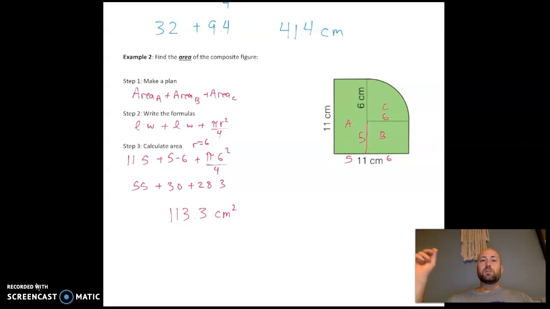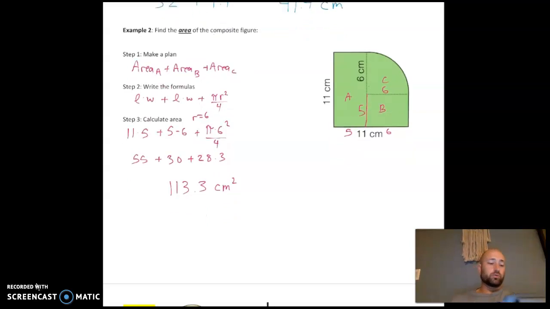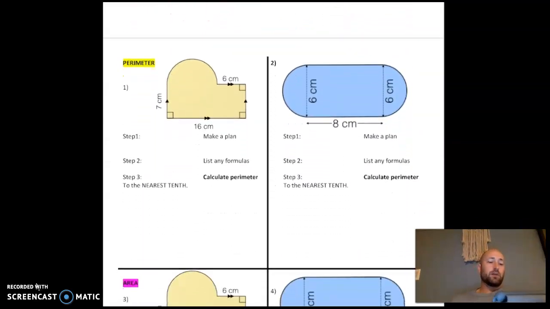The time is best spent on making a plan, making sure you know which formula you're using, and making sure you have the dimensions for that formula. After that, it's really a plugging in thing, and it's really not too hard. Okay, so I want you to try the top two. We are doing perimeter. Try those now.